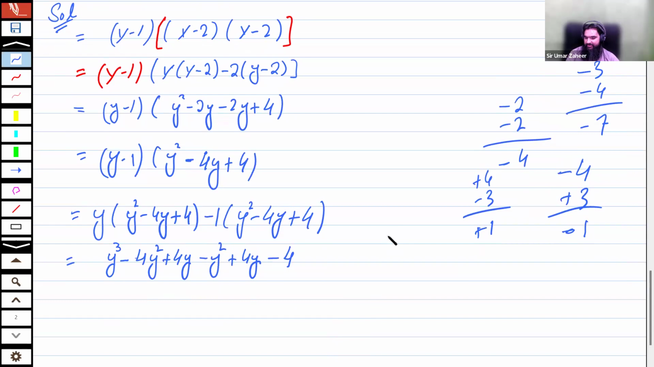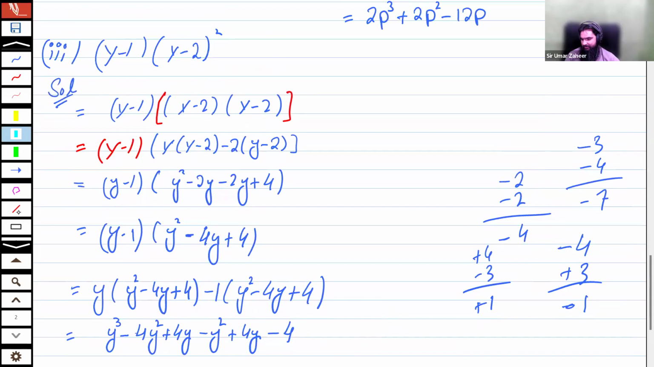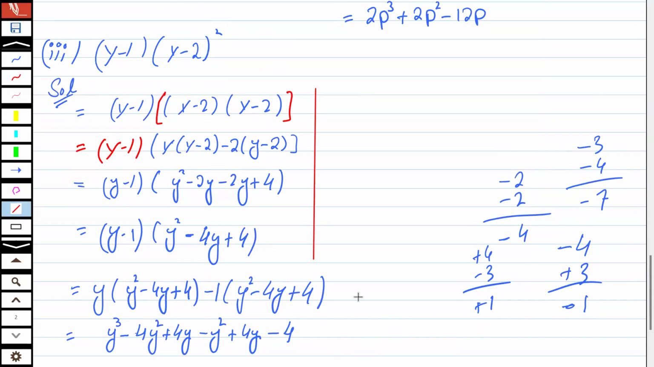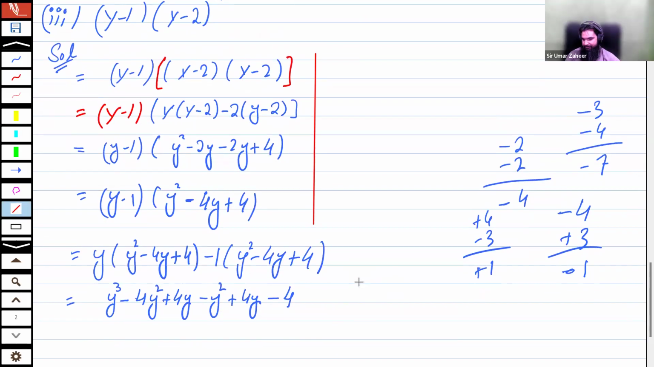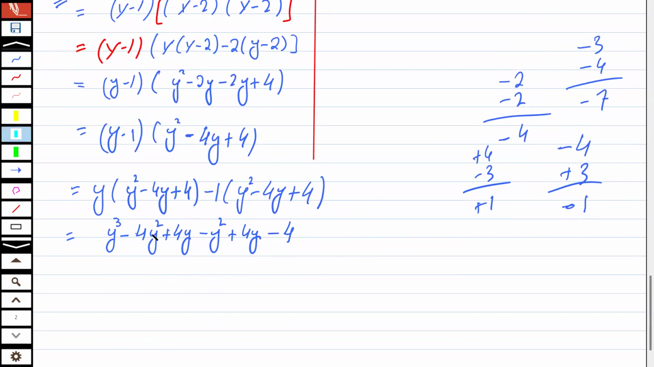Yes. Anyone have a question till here? Yes, sir. I wanted to ask, instead of doing the first three steps, could I just mention the identity and then skip all of that and just move on to the fourth step? Yes, we can. I will complete it, and I will do it by the identity as well. Yes, we can.